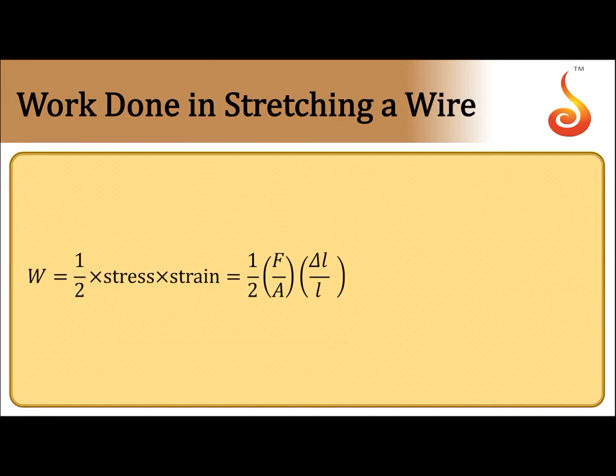Next, if we consider work done in stretching a wire, the work done per unit volume of the wire is given by half into stress into strain. Otherwise, it is half into stress into strain into volume. This is stored as elastic potential energy in the stretched wire.